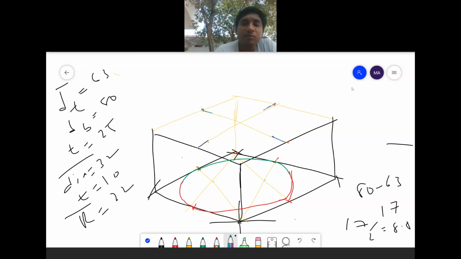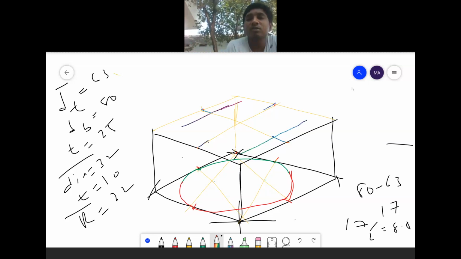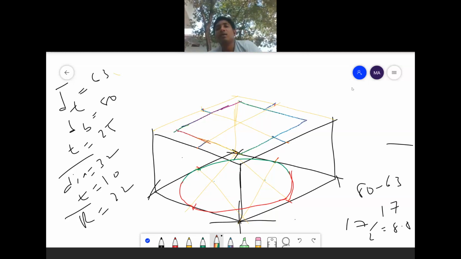Understand? Then I am drawing lines like this. From here I am drawing one line. From here I am drawing a parallel line to that side, from here a parallel line to this side, and from here a parallel line. After that, I know the centers here: this is a center, this is a center, this is a center.